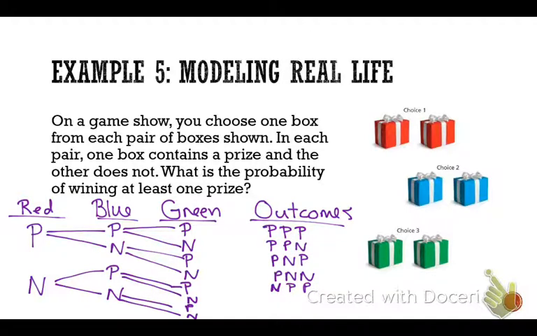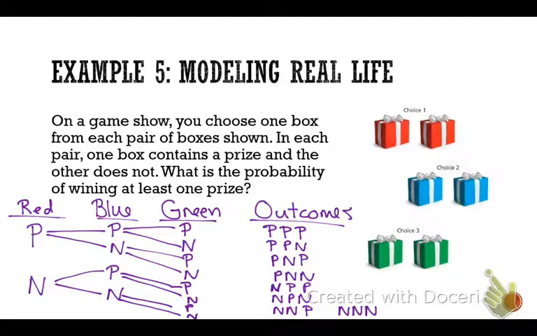So NPP, and then we go NPN. No prize. So this guy, he won the blue one, right? He won the blue one. All right, NPN, and then NNP. And then what's the last one? NNN. Super sad day for that guy, right?